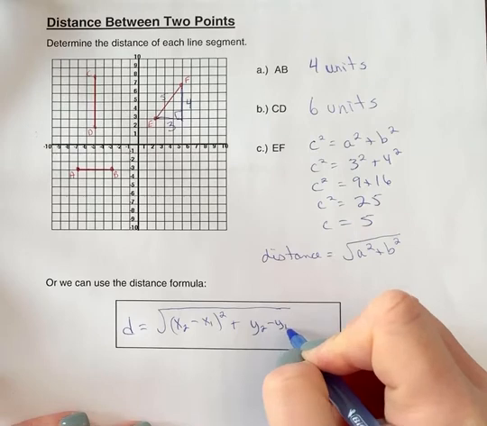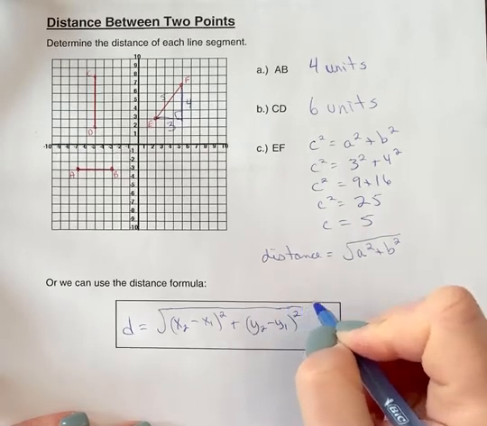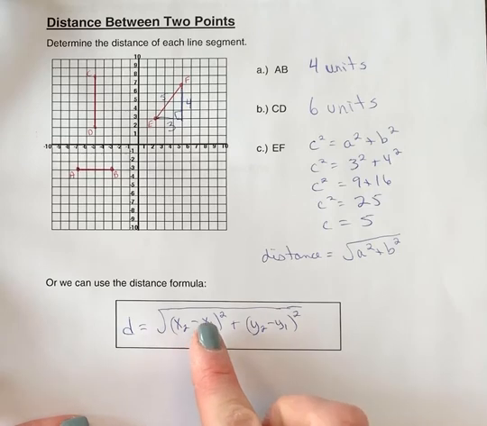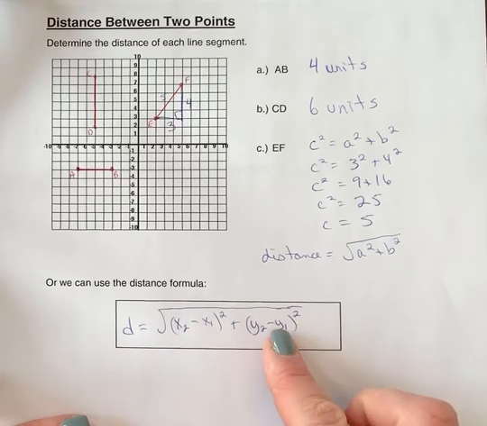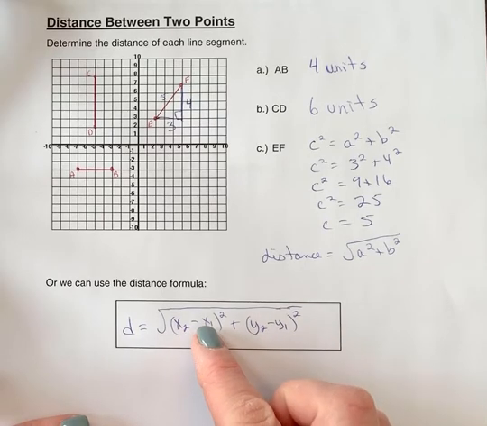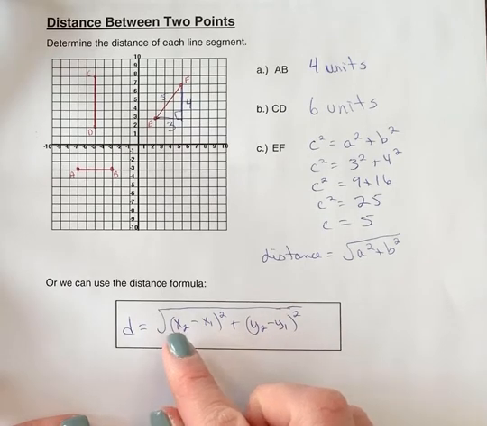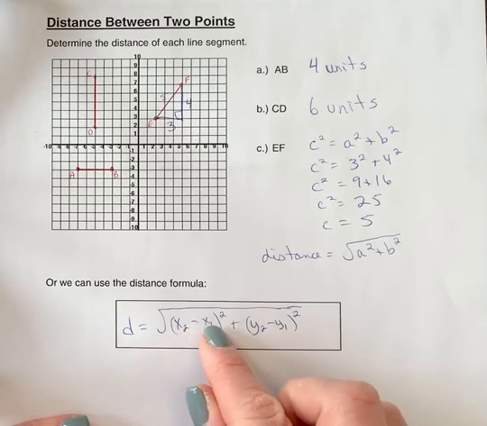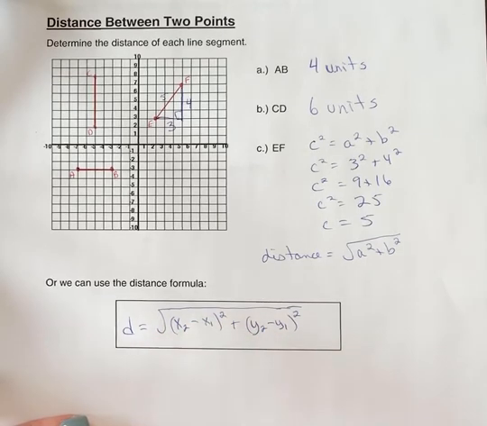y2 minus y1 squared. Now this formula, you may see it in a couple different ways because you could actually put the y values first, then the x. We call this the change in x or the change in y. You could also write x1 minus x2, and that would be fine as well because as long as it's a difference between the two, the formula will work.